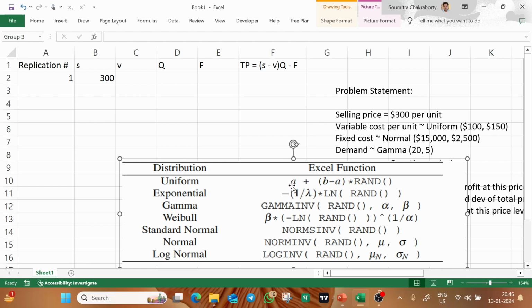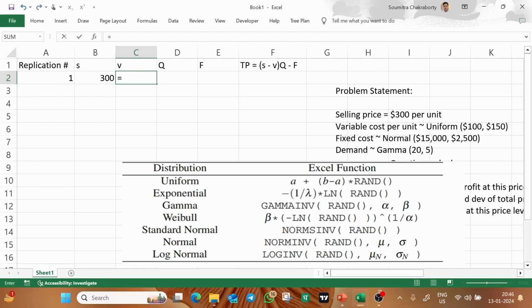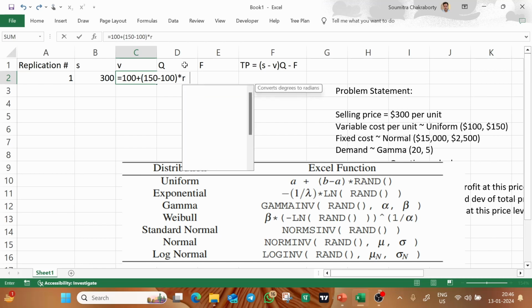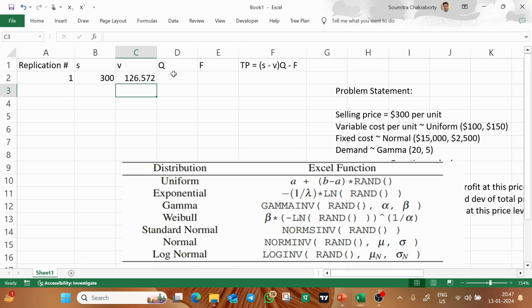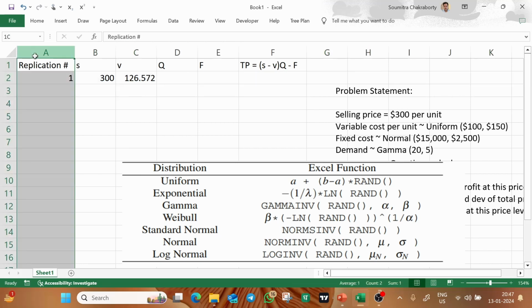And what is the formula for uniform distribution? The first one: 100 plus (150 minus 100) into rand. Why rand? Rand is the random number between 0 and 1. All these things have been explained to you in the previous video. Again I am saying, if you have not watched the previous video, go back and complete it, then you will understand it in a better way. I have implemented this formula. In our case, A is 100 and B is 150. So this is your variable cost per unit for replication 1.